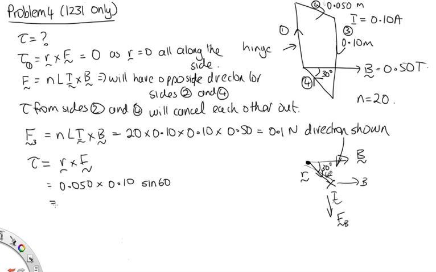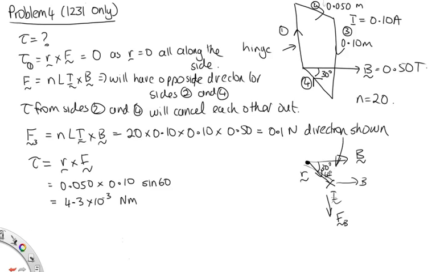Okay, so solving this on the calculator, we end up with 4.3 times 10 to the minus 3 Newton meters. And now the direction, using the right hand rule on the r and the F, you can see the direction will end up parallel to this i. So this will be parallel to the hinge and down the page. So that's the answer to this one.